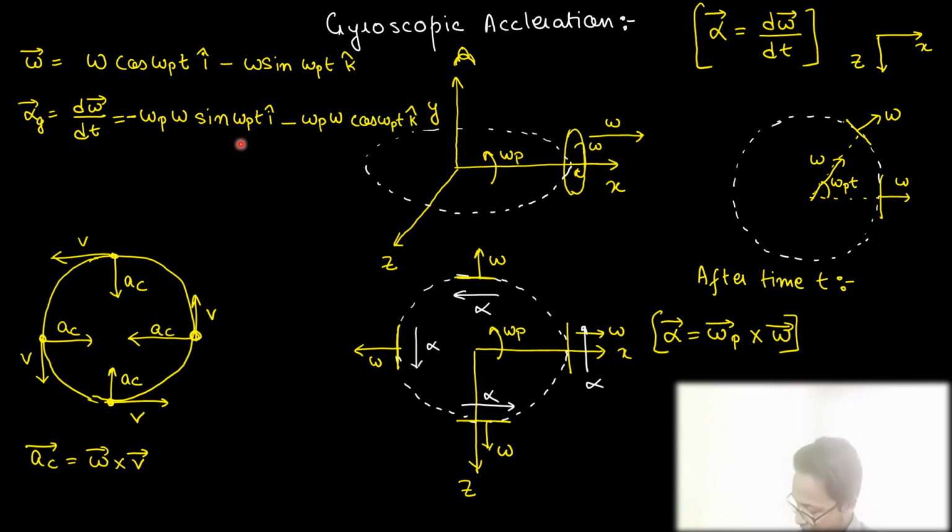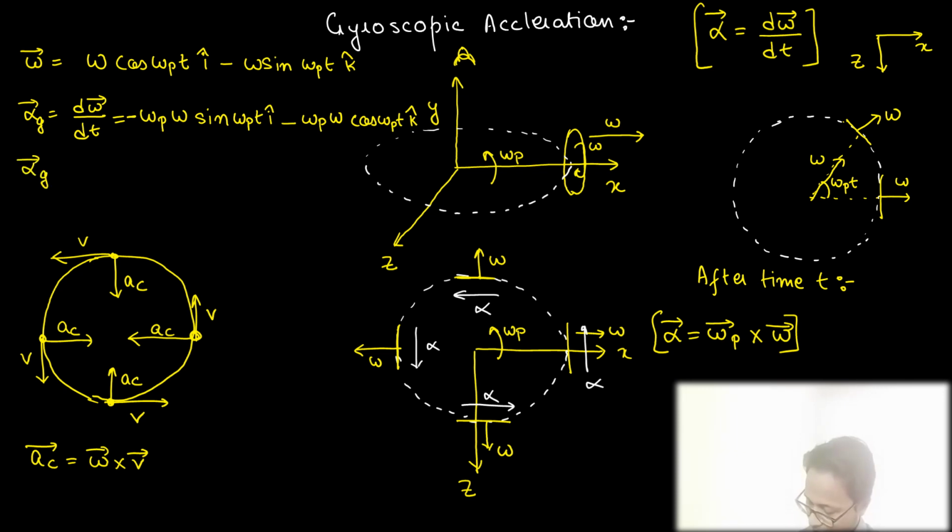Let's put the values out here. At omega pt equal to 0, this entire term becomes 0. The value of gyroscopic acceleration is towards the negative k axis. So at omega pt equal to 0, the direction of gyroscopic acceleration would be towards this one. At omega pt equal to 90, the direction of gyroscopic acceleration would be towards this side. So you get the gist. What is the magnitude of gyroscopic acceleration?